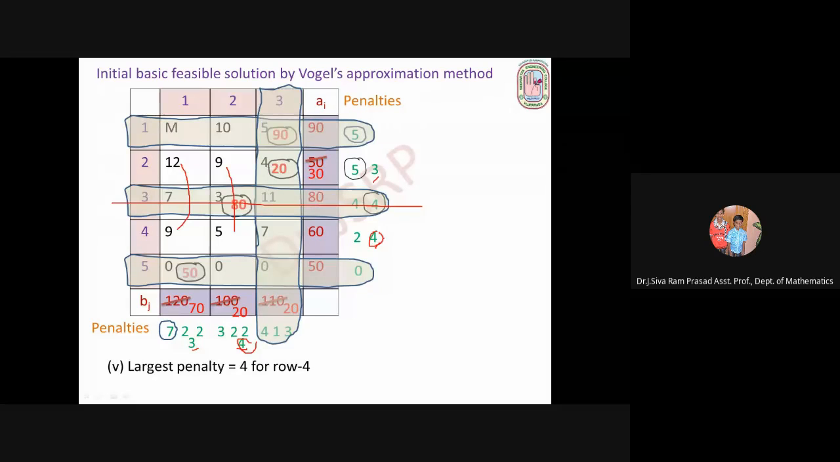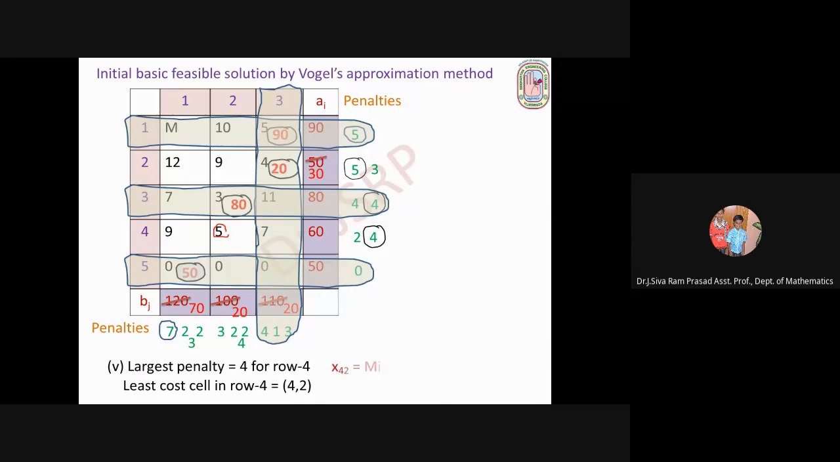Arbitrarily, I take row 4. Okay, you can take any one, either row 4 or column 2. Arbitrarily, I take row 4. Okay. Next, least cost cell in row 4. Least cost is 5. That is the 4-2 cell. So x42 equals, for this cell, minimum available amount 60 and required amount 20. So minimum of 60, 20. That is 20. Write 20 in the 4-2 cell and circle it.